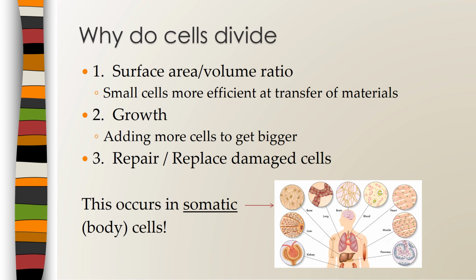Small cells are more efficient at the transfer of material. Second, all right, they need to grow. We need to add more cells to get bigger. Also, cells get damaged, okay? So we have to repair and replace those damaged cells. This is occurring in all somatic body cells. Somatic means, we'll compare that with gametic, but somatic cells.